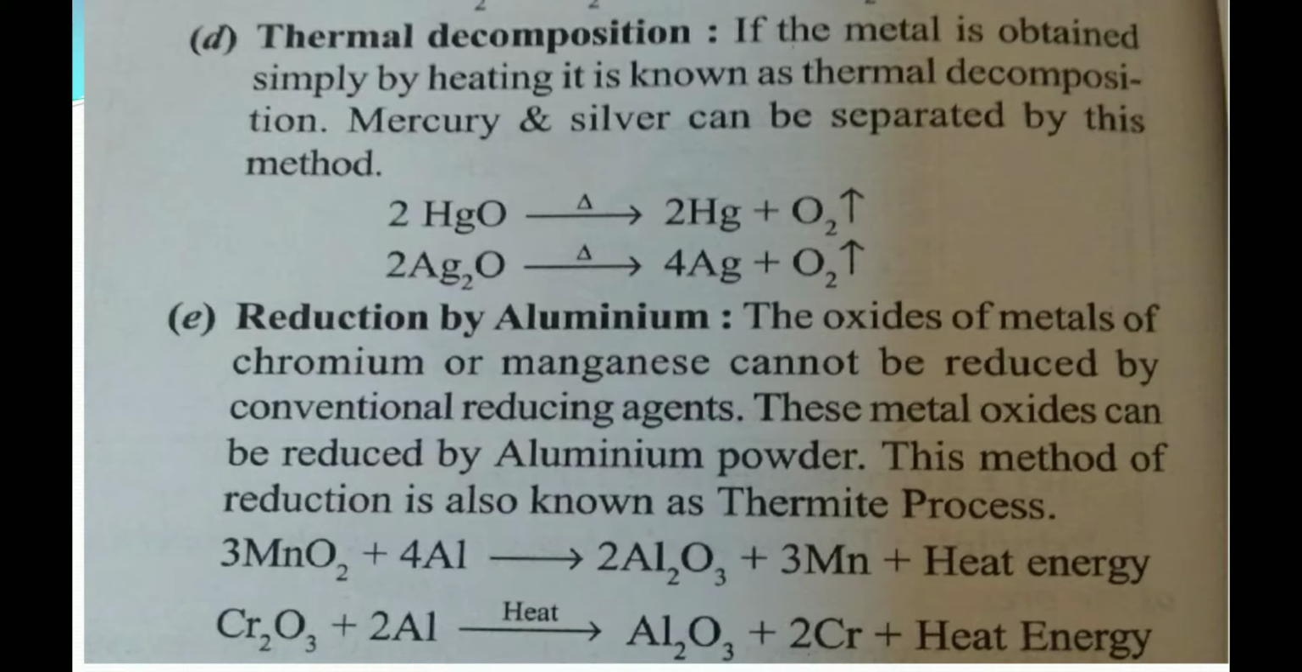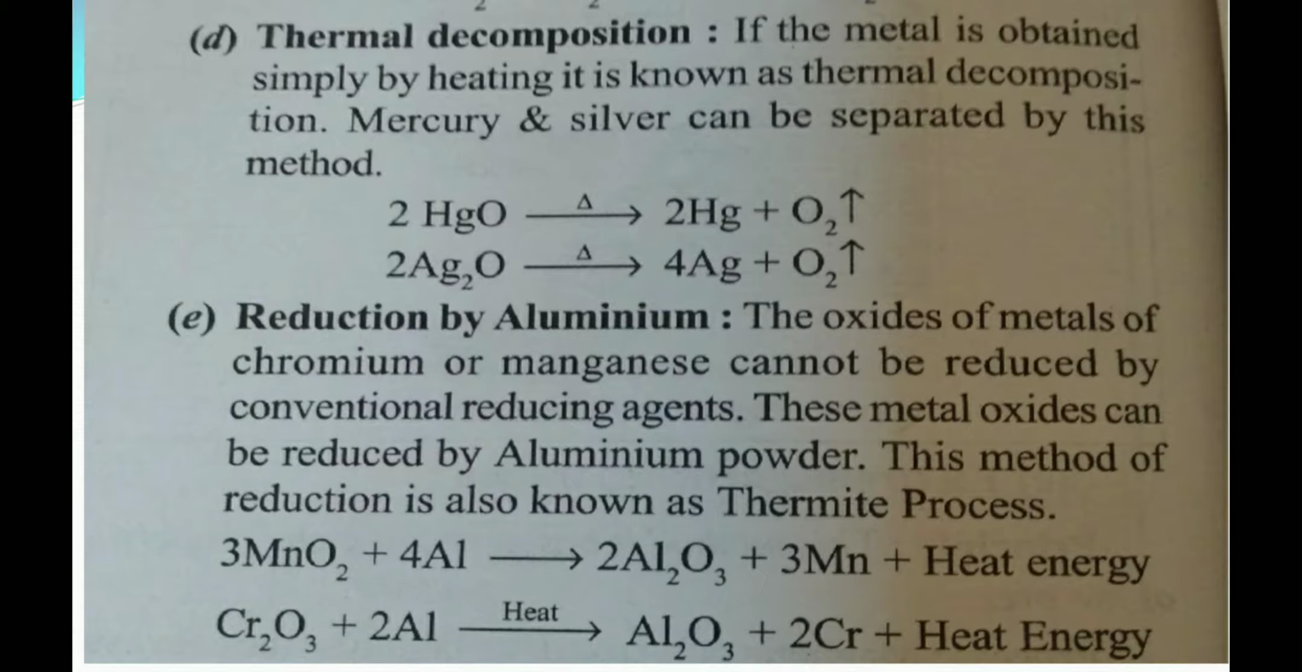Thermal decomposition. If the metal is obtained simply by heating, it is known as thermal decomposition. Mercury and silver can be separated by this method. 2HgO upon heating gives 2Hg plus O2. 2Ag2O upon heating gives 4Ag plus O2.